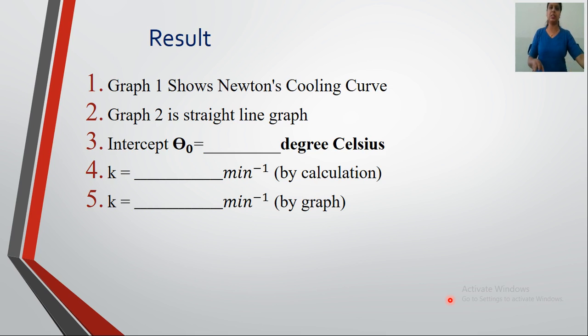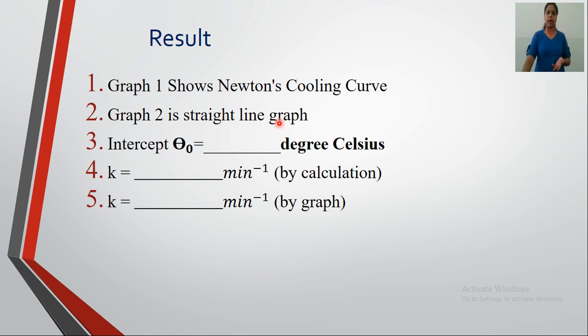So from the first graph we have concluded that Newton's cooling curve has steepness. When the system loses heat to the surrounding, the steepness reduces. After that, graph 2 is a straight line graph, and from that graph we have concluded that the room temperature value is nearly the same as what we observed before starting the experiment. After that, from graph 3 we have found the intercept.